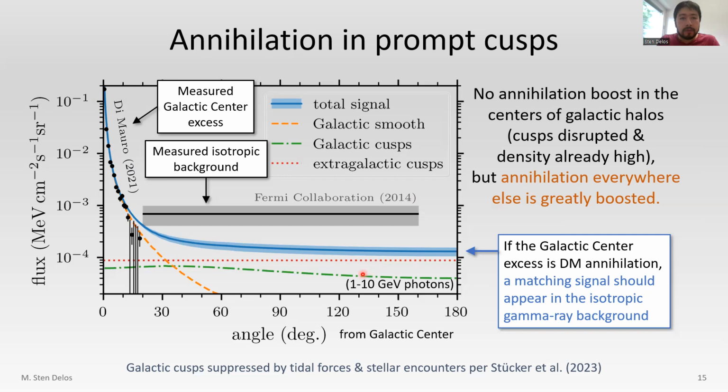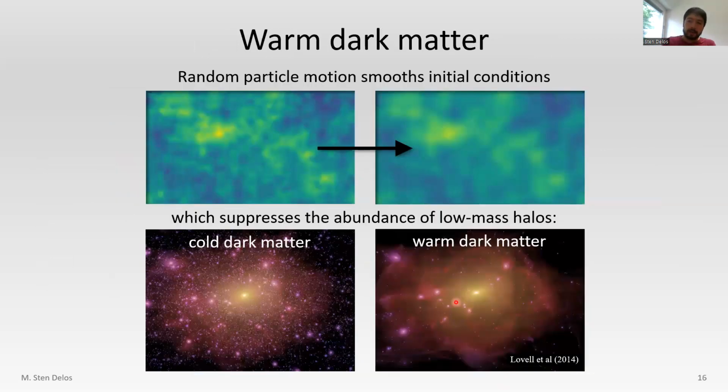Okay, so I've been talking about annihilating dark matter, but prompt cusps also have significant observational implications for another class of dark matter models, and that's warm dark matter. So in the warm dark matter paradigm, random particle motion smooths the initial conditions on particularly large scales. This is all happening before halo formation, but once the halo forms, the usual picture is that the consequence of this is that you get fewer low mass halos. So if this was a cold dark matter Milky Way mass halo, this is what it looks like in warm dark matter.